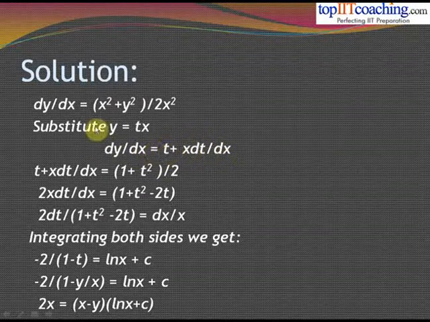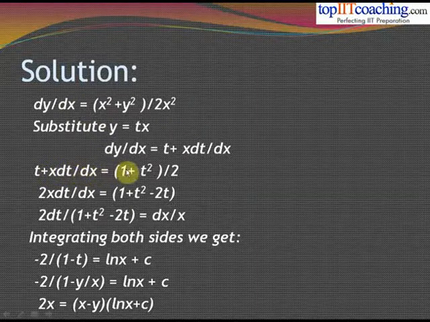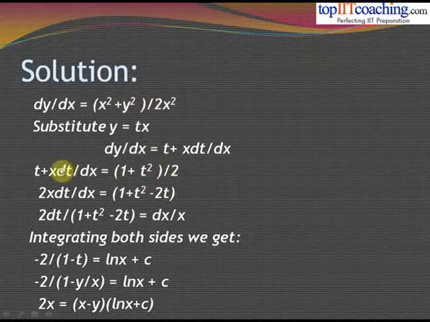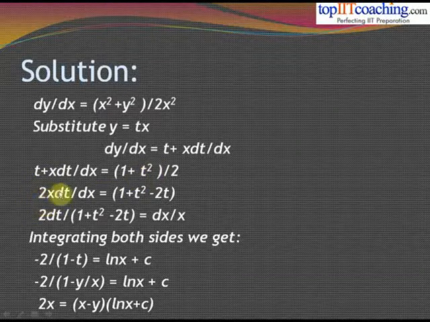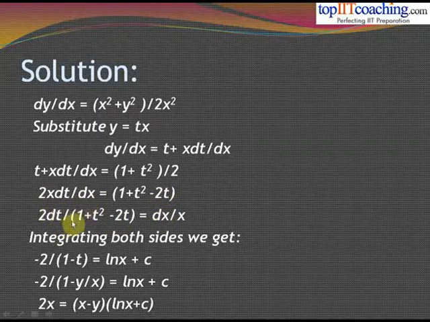We substitute this value over here to get t plus x times dt by dx equal to (1 plus t square) by 2. This is because we substitute y equal to t times x, x and x get cancelled from the numerator and denominator, and what we get is (1 plus t square) by 2. So taking t to this side, we get 2 times x into dt by dx equal to 1 plus t square minus 2t. We bring this term to this side and we bring x and dx to the other side of the equation to get 2 times dt by (1 plus t square minus 2t) equal to dx by x.